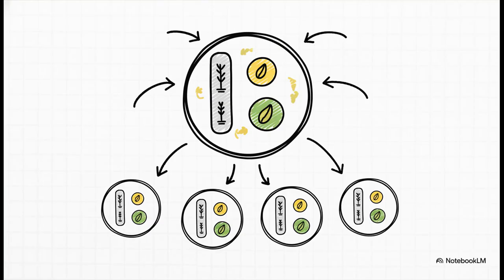So the key idea here is something called the law of independent assortment. It basically just means that the alleles for different traits get sorted out on their own. The gene for a pea plant's height doesn't really care about the gene for its seed color. They're inherited separately. And because of this, we get way more possible combinations, which is why our little Punnett square suddenly blows up to 16 boxes.